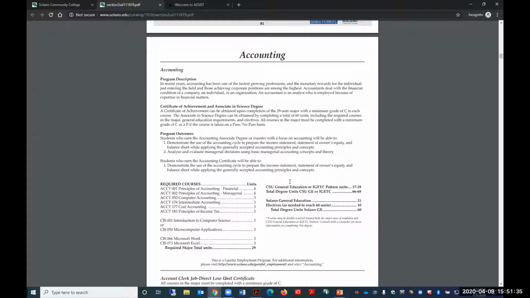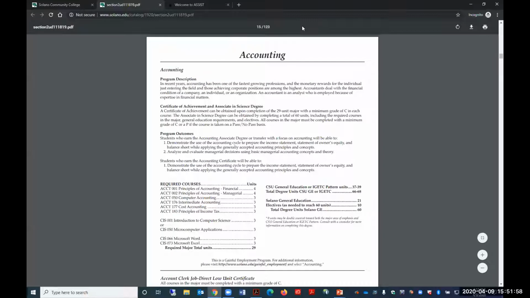Oftentimes, again, for your science, technology, and engineering majors, your STEM majors, you would need to get up to a calculus level. If you haven't taken your intermediate algebra, you would start with Math 104. That is not a transferable course, but then you would jump into the transferable courses. So that's one way that you can find out.